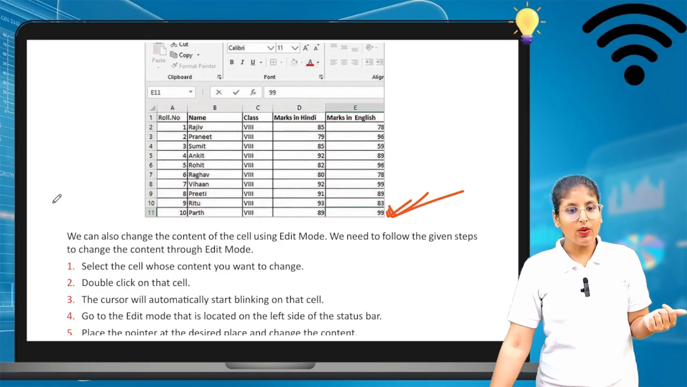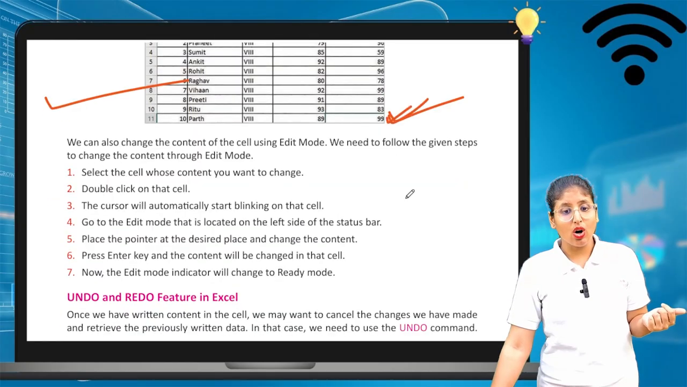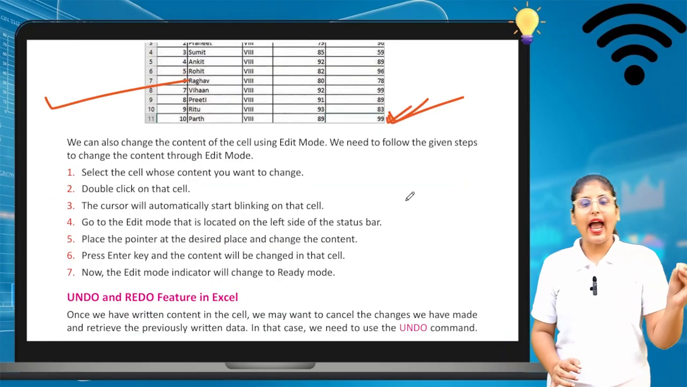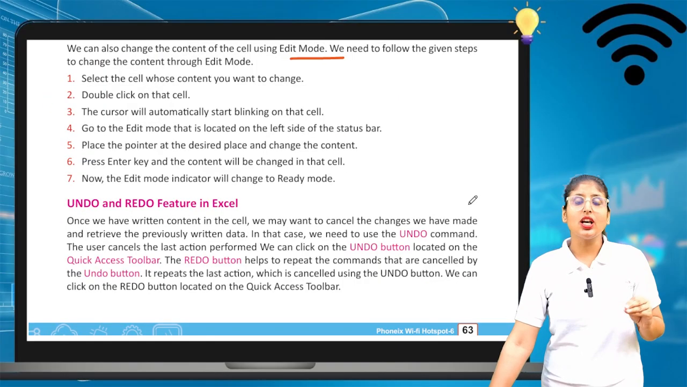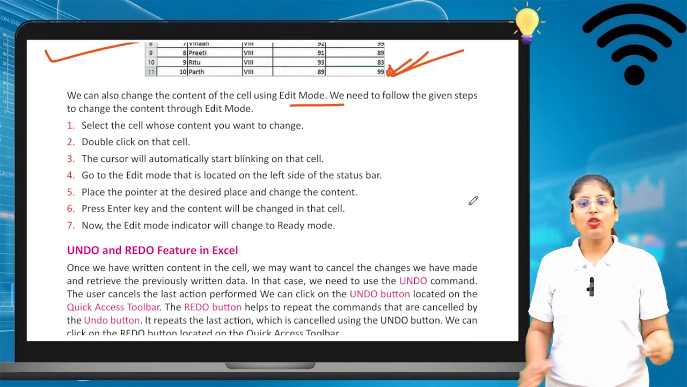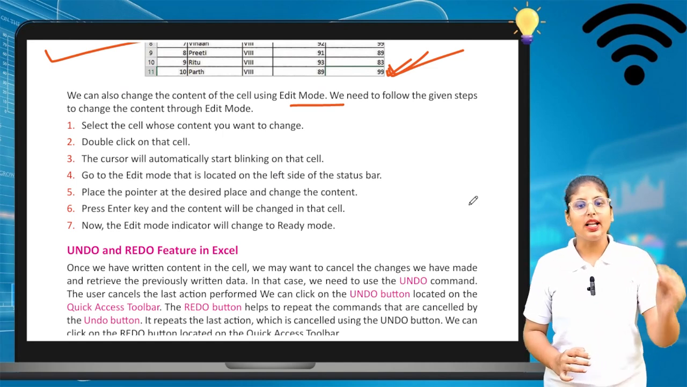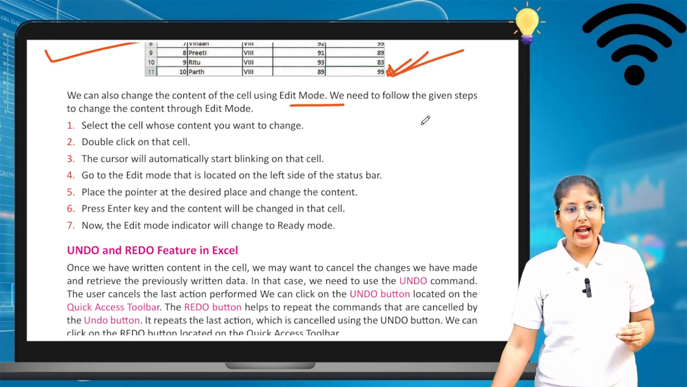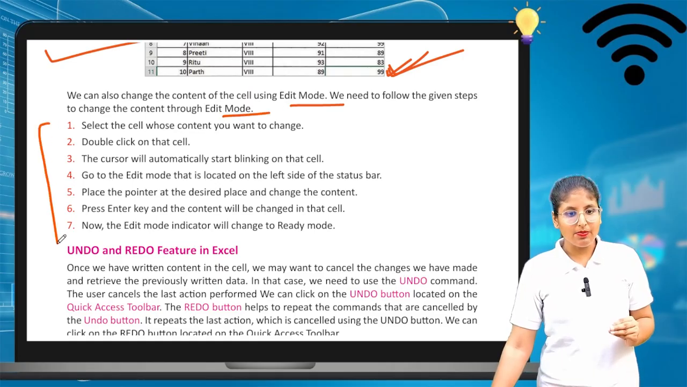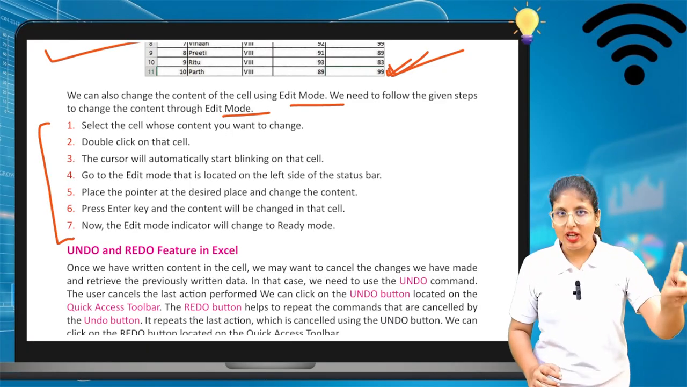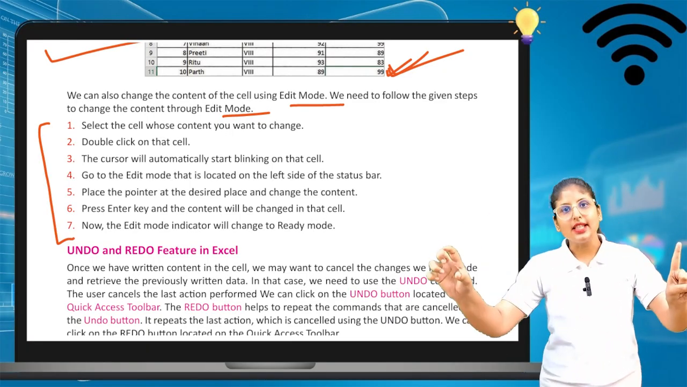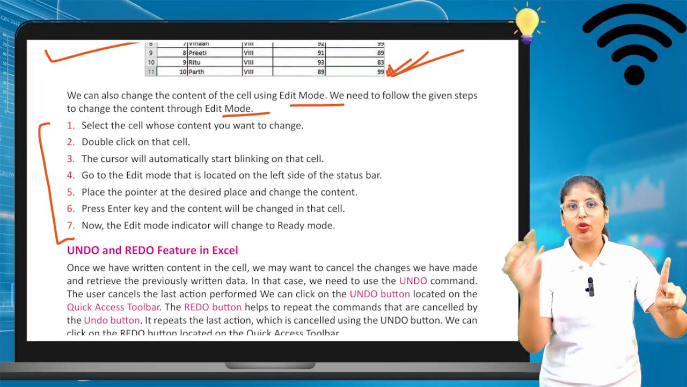Now we can also change the content of a cell using edit mode. Edit mode is also there, in which we can change the content of the cell. We need to follow the given steps to change the content through edit mode. Step 1, select the cell whose content you want to change. Of course, first you have to select the cell, like this cell whose content I want to change.